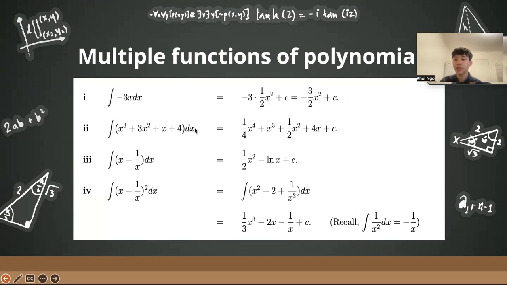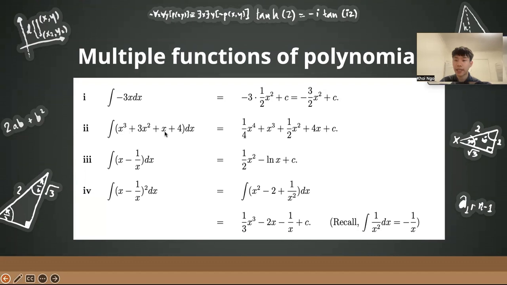In this case, we will use the second rule. We have x cubed, 3x squared, x and 4, multiple polynomial terms. So we use the second rule and split those terms. First, we start with the antiderivative of x cubed, which is x to the 4 on 4. Then plus the antiderivative of 3x squared. 3 is just a constant, so we take it outside. The antiderivative of x squared is x cubed on 3, so the 3 and 3 cancel out, and we just have x cubed.